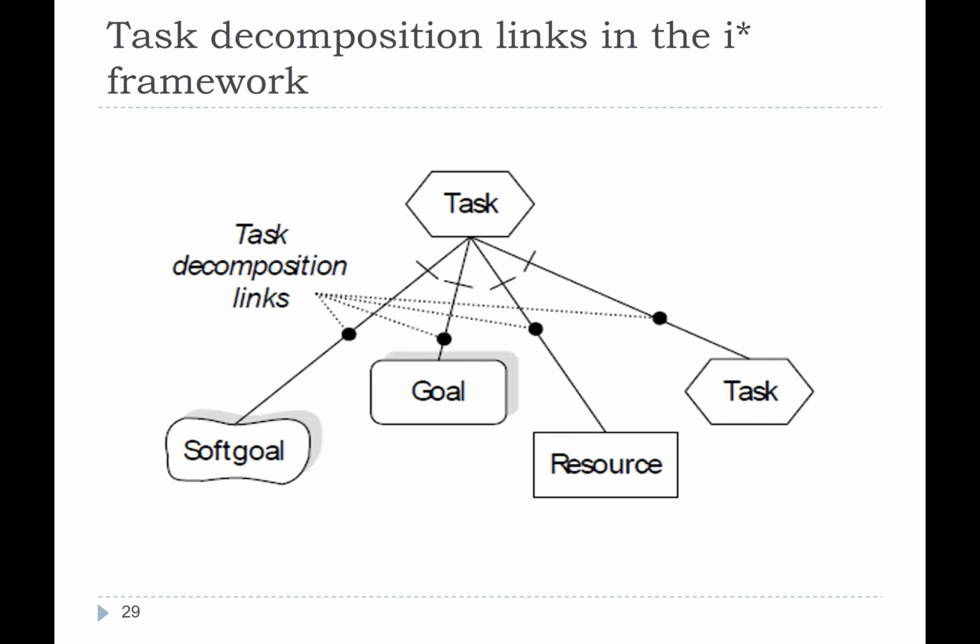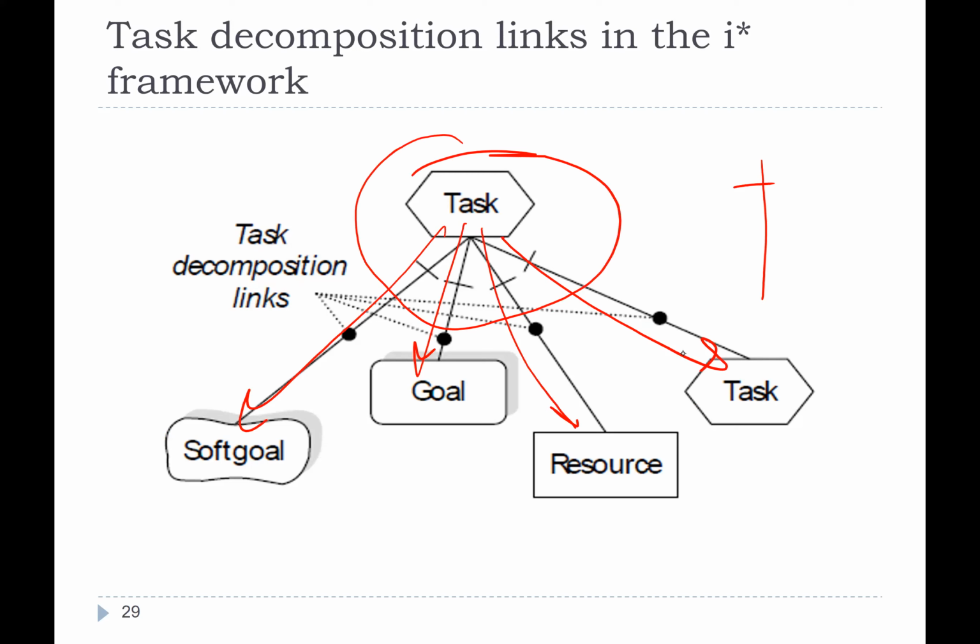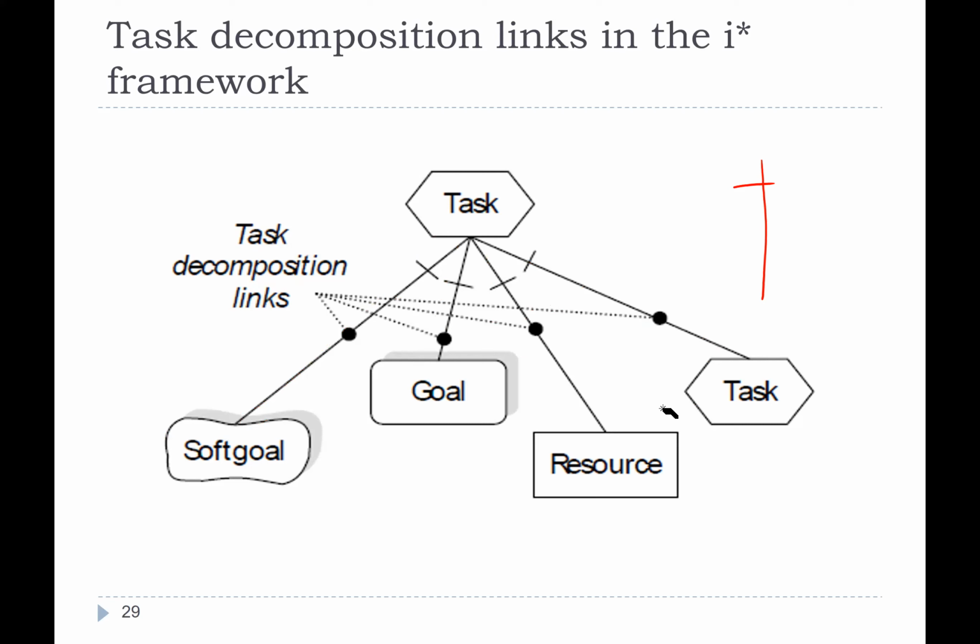Next up is something called the task decomposition. The task decomposition shows us the letter T, okay? And task decomposition only happens if the node is a task, and then the things underneath it are the actual things that I'm going to break this task into, okay? So I'm going to break this task into task number one. I'm going to use resource three, goal two, and I'm trying to achieve soft goal number three, okay? Think about it as very similar to means to an end.